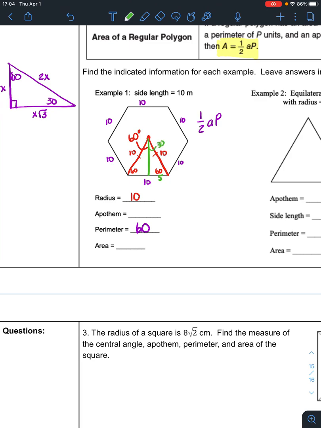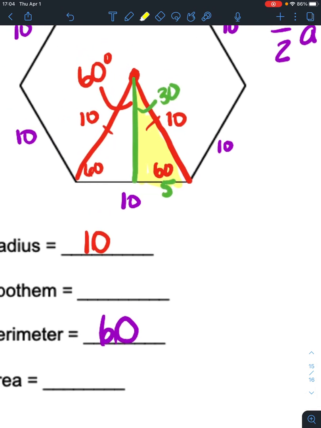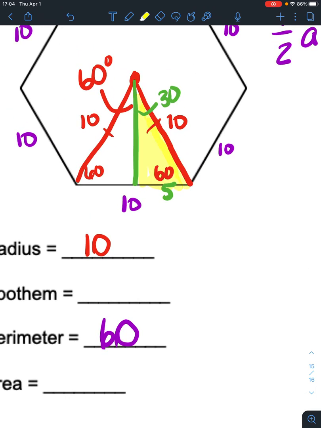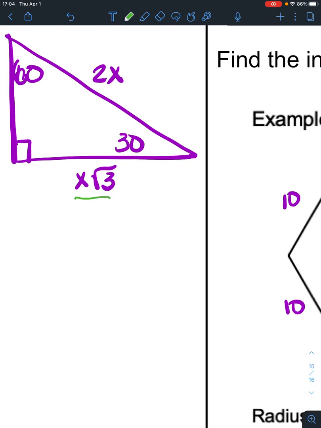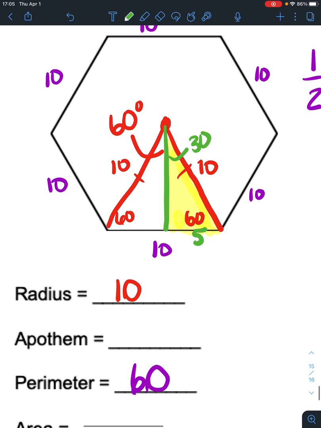Now, when I drop down that green line, I cut that 60 in half, which means this angle is a little 30-degree angle. So you got to focus on this. Just kind of ignore the rest of the triangle for a minute and look at what's happening with this little yellow triangle. Well, my hypotenuse is 10. My short leg is 5. I notice that this is a 30, 60, 90 triangle. That means that my long side is the short side times the square root of 3. So my long leg would be 5 root 3. Okay, that's the apothem. So the apothem is 5 times the square root of 3.